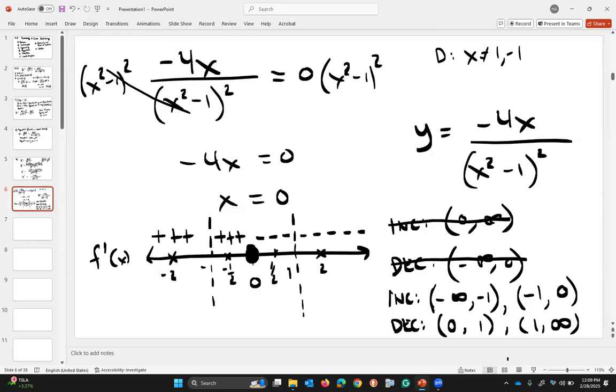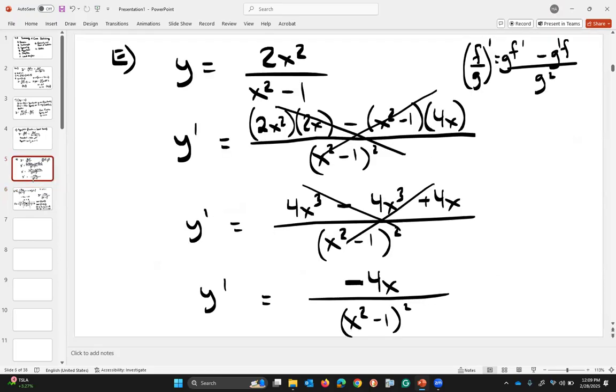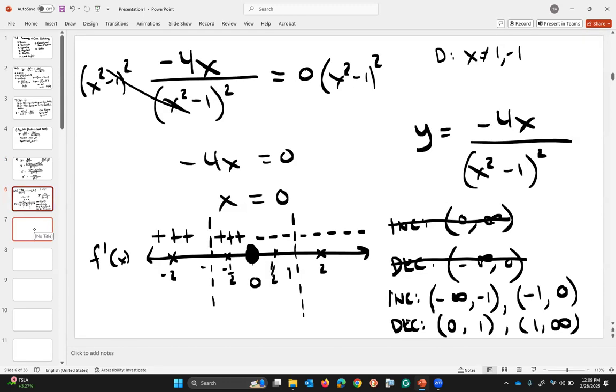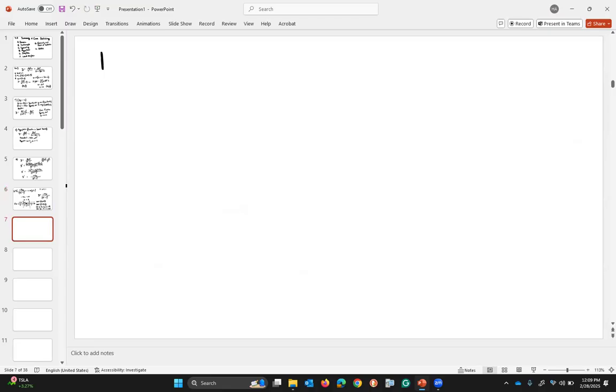So we got that taken care of. That is E. So let's go on to the next one. Next one is F. What is F about? Local max and min. The local max will be at 0, 0.